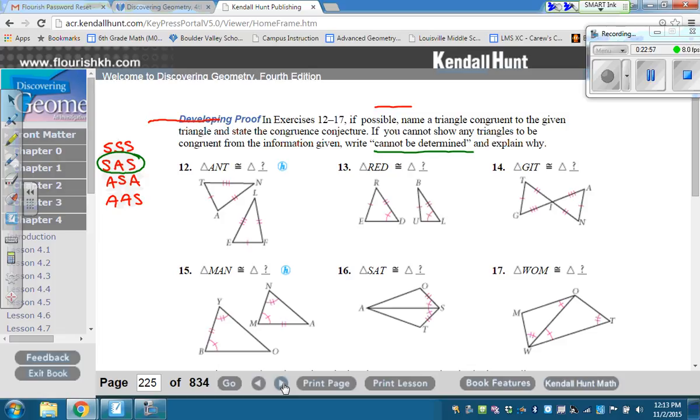Why is that? They do have a shared side, right? But what's different is the shared side in the blue triangle is between the angles, right? The shared side in the green triangle is not between the angles. So you don't have the same relative positions. All you can say is this cannot be determined right now. That's all you're going to answer. And that's not the only one on that page, but that's how you answer the questions tonight. Okay? Did I give you enough to start with?